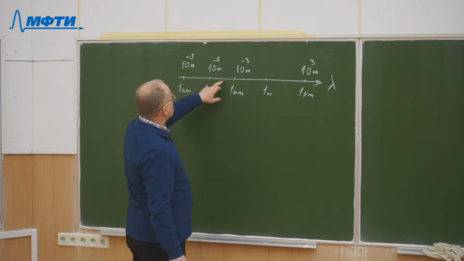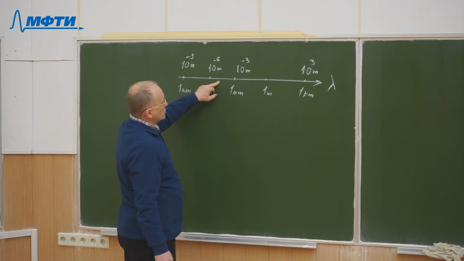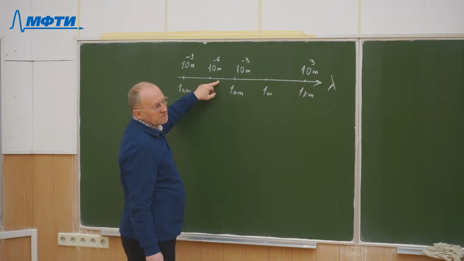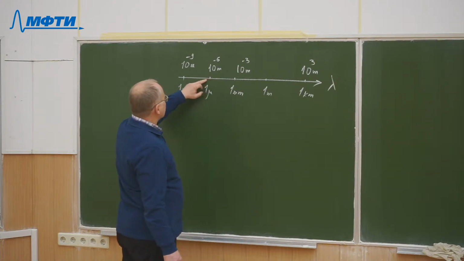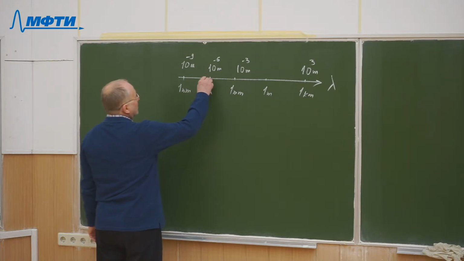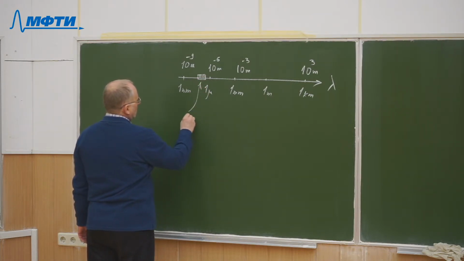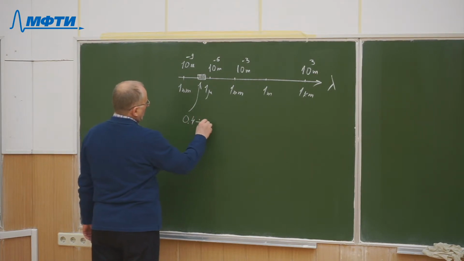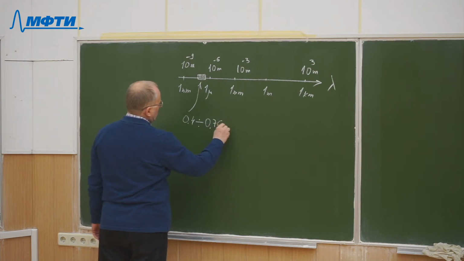And here we come to less than 1 millimeter waves. This is an infrared radiation. Infrared radiation emitted by heated objects. And then we come closer to 1 micron, and here we find the optical range of radiation. That is the optical range of wavelengths, which range from about 0.4 up to 0.76 microns.